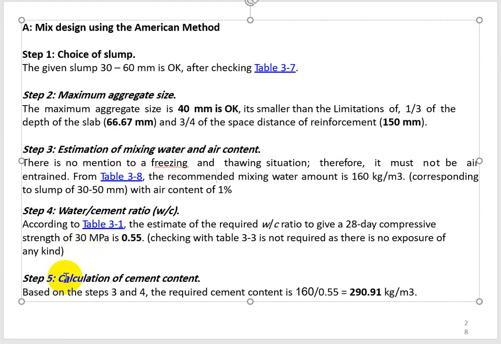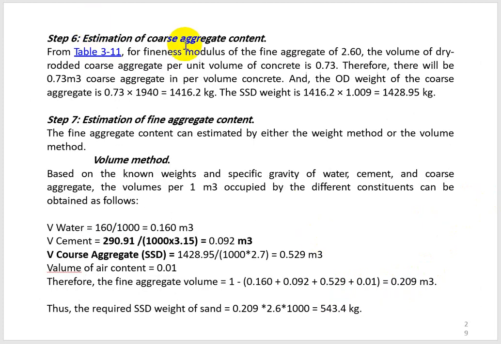And for step 5, here we have the calculation of cement content by using the information we have in steps 3 and 4, dividing the water content over the water cement ratio. So we have 290.91. So it's all the same as we did, so you could just do that straightforward.